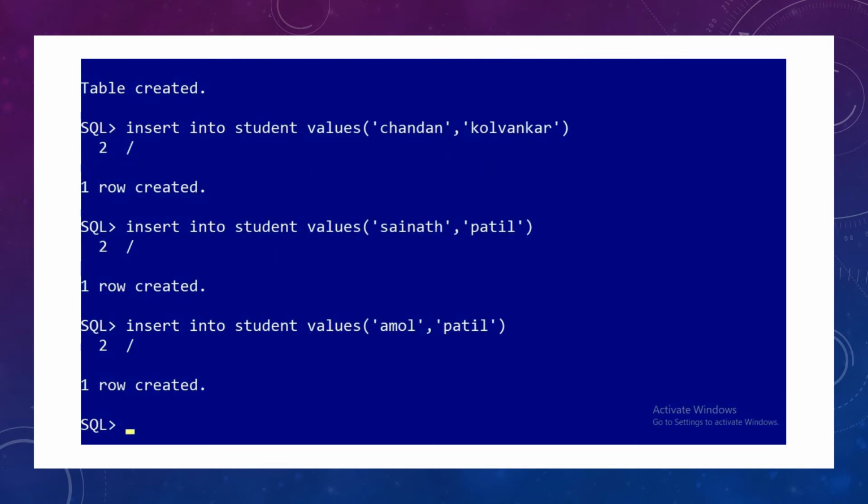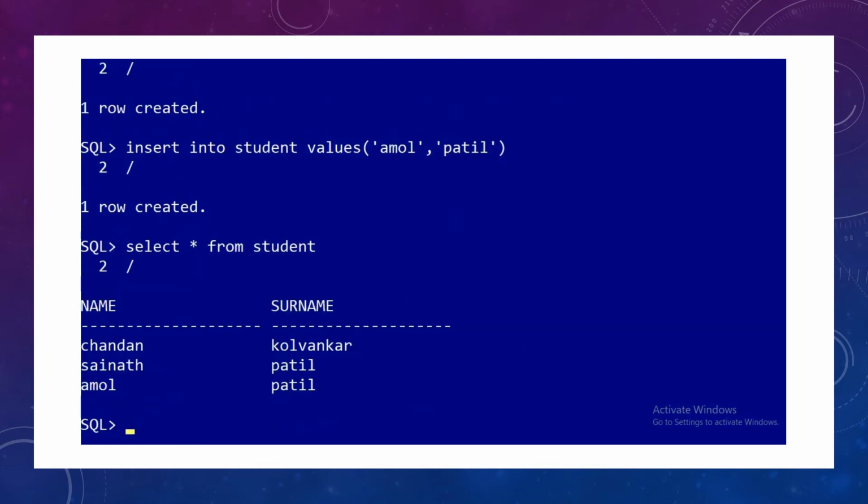Let's check the records. So I'm writing select star from student. So these are the records that I have. Now we'll write a function which will manipulate these records. I can also write procedure similar way, but now we are trying to write a function.